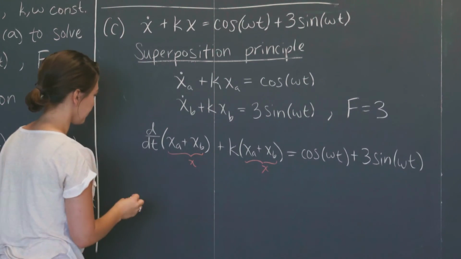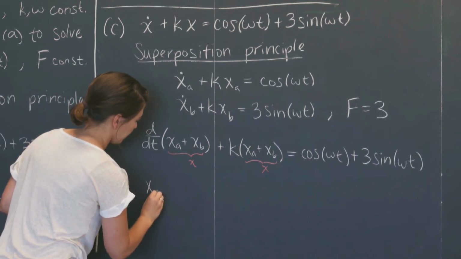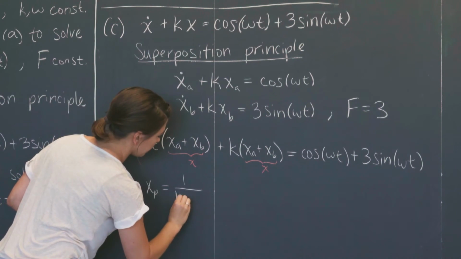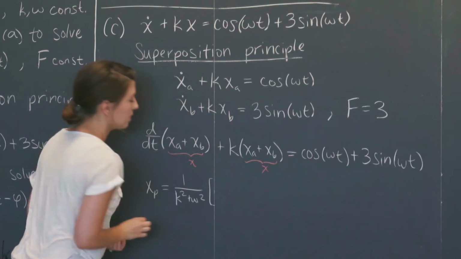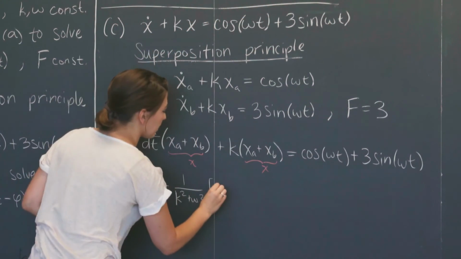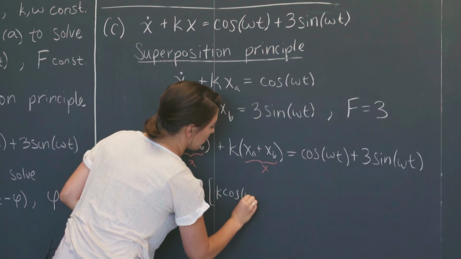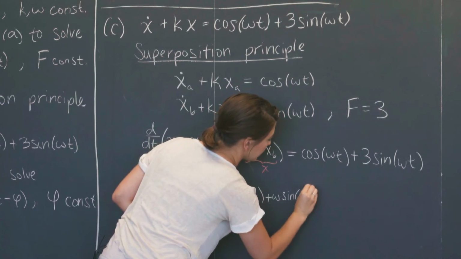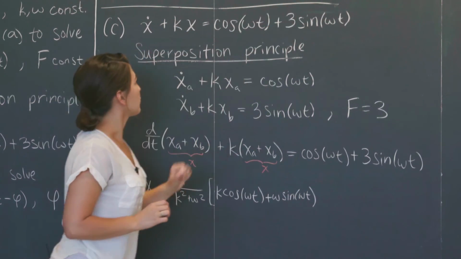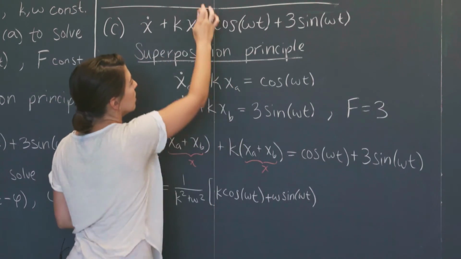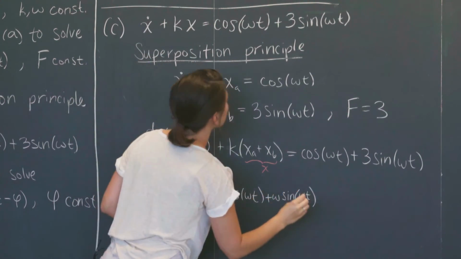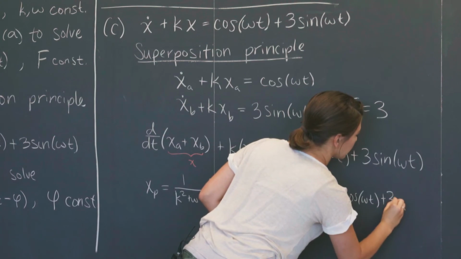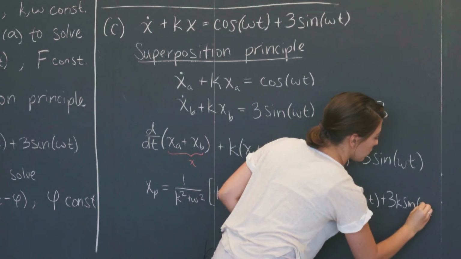and part B. So we get that x sub p for this equation is equal to 1 over k squared plus omega squared times our factor from part A, which is k cosine omega t plus omega sine of omega t, plus our factors from part B, which are, we're letting f equal 3 here again, so remember that this will be minus 3 omega cosine omega t plus 3k times sine of omega t.